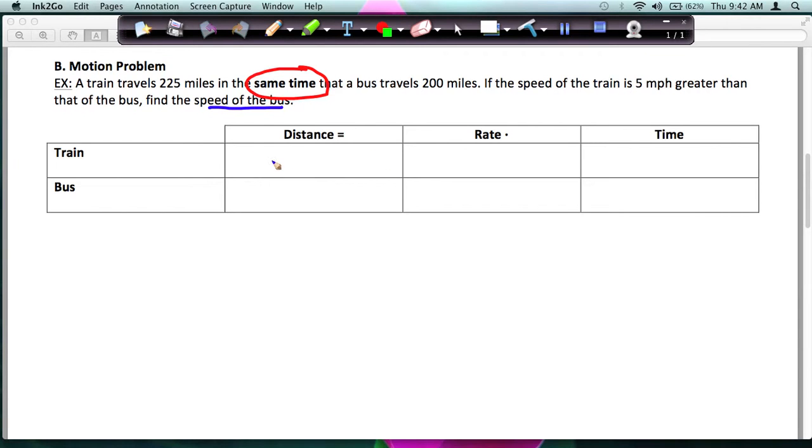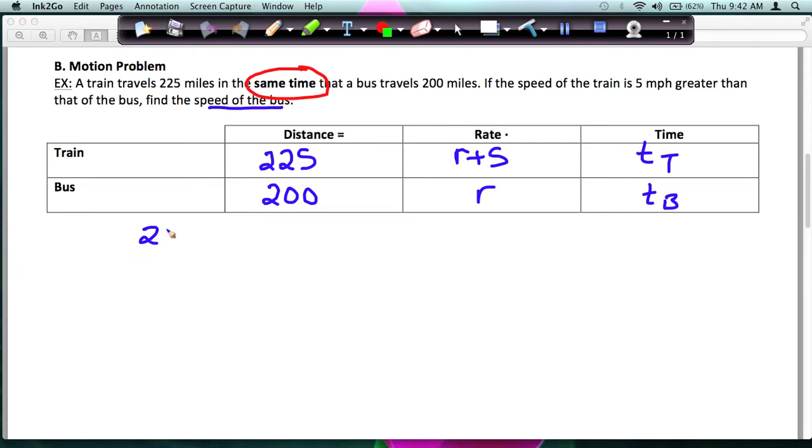So let's fill in what I know. I know the train distance is 225 and the bus is 200. I know the rate of the train is 5 miles per hour faster than the bus. And then I'm going to set up the time of the train and the time of the bus.